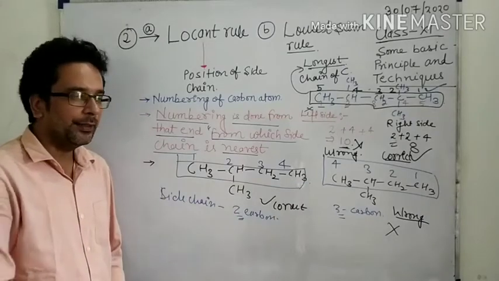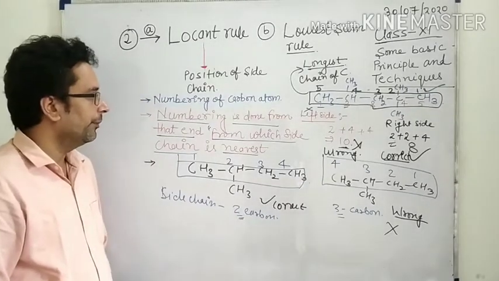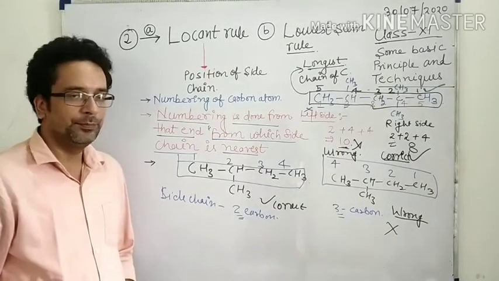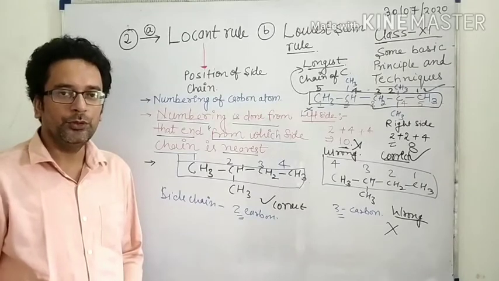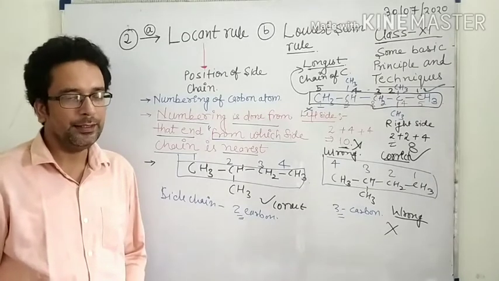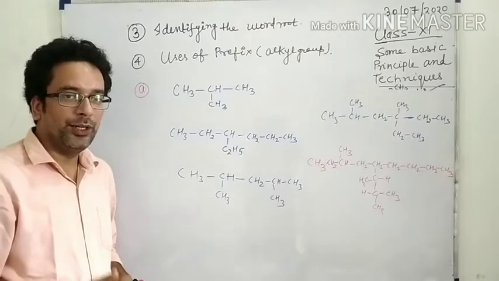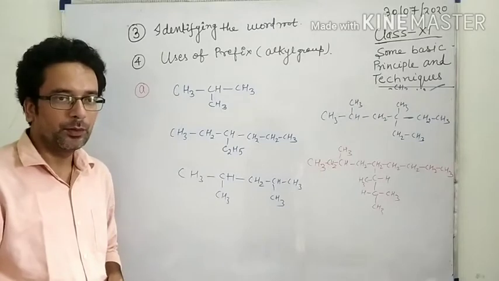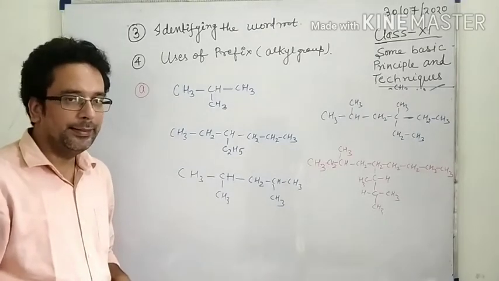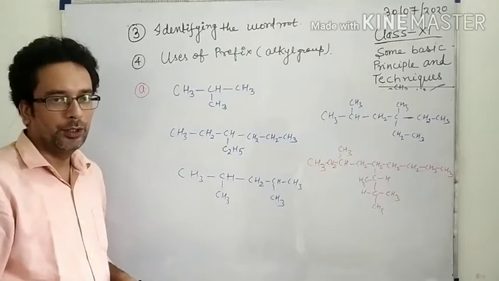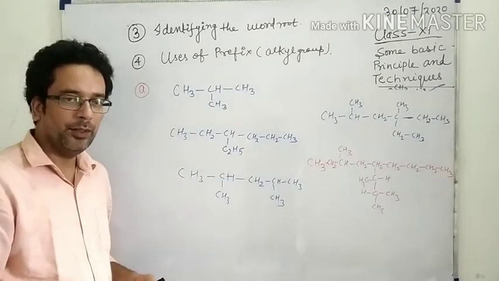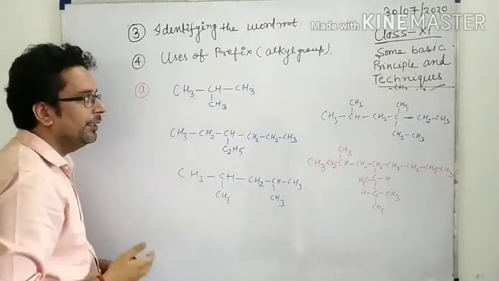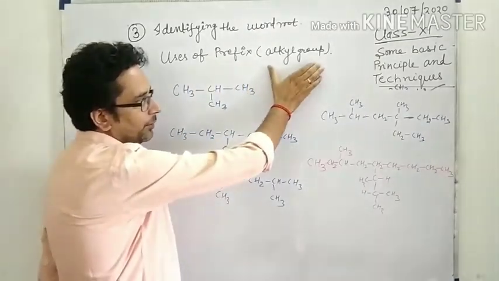All of you take a screenshot of this, note it down in your copy and read this carefully. Okay, next I am going to discuss usage of prefix and suffix. Now the next point, the third point, is to identify the word root. I already discussed how to find the word root: calculate the total number of carbon atoms. Now next and last, usage of prefix. Generally in prefix we use alkyl groups.